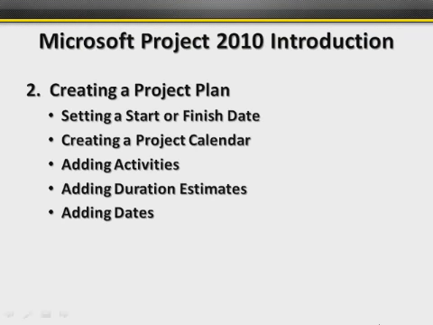In this lesson, we'll be creating a project plan. Setting up your project plan correctly right from the very beginning is probably one of the more important things that you can do. Making sure that Project knows when the start or finish date is, how to create a project calendar and set that calendar up so Project knows the difference between working and non-working days, adding activities to the Gantt chart, duration estimates, and dates. And we're going to be using both manual and automatic scheduling here so that you can see the difference. This lesson is about getting your project plan created and set up correctly.